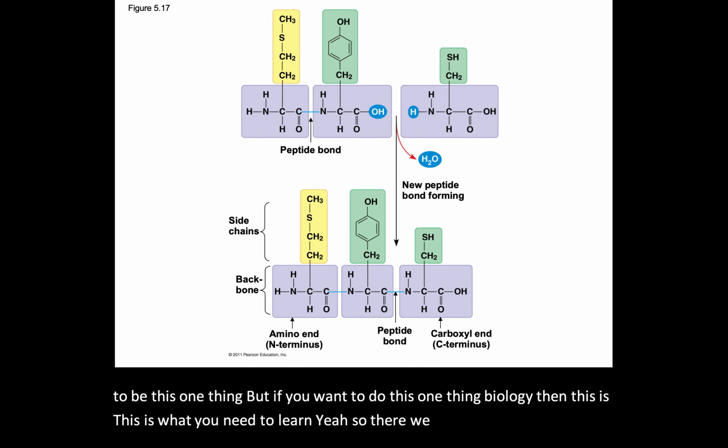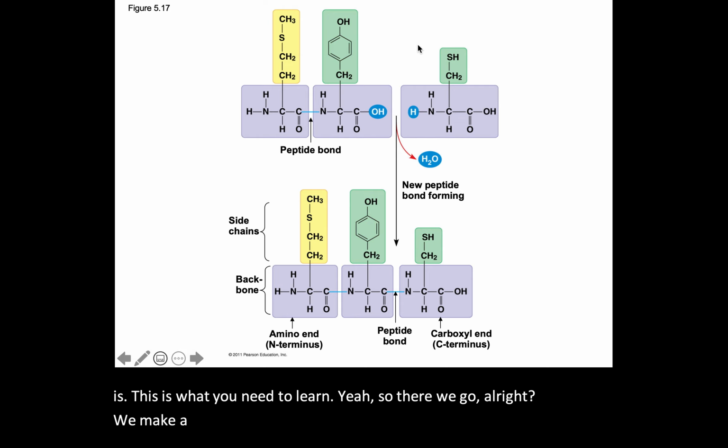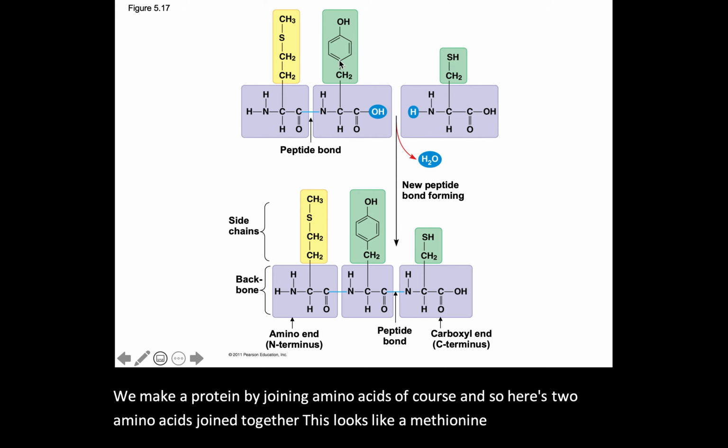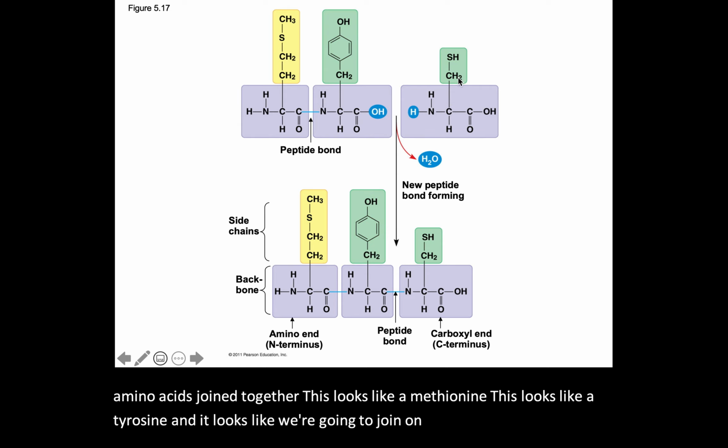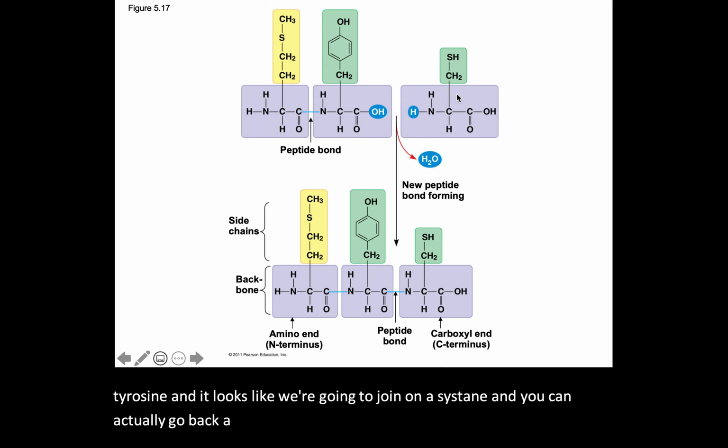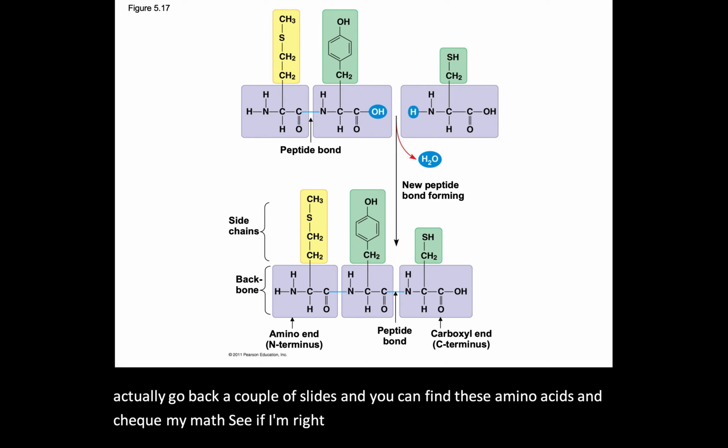All right. How do we make a protein? By joining amino acids, of course. And so here's two amino acids joined together. This looks like a methionine. This looks like a tyrosine. And it looks like we're going to join on a cysteine. And you can actually go back a couple of slides and you can find these amino acids and check my math, see if I'm right. I think I've got those right.